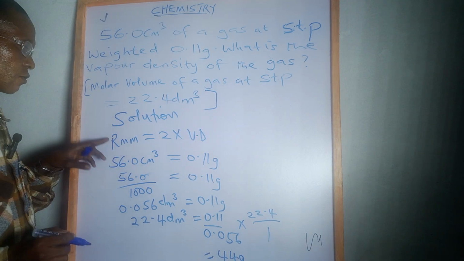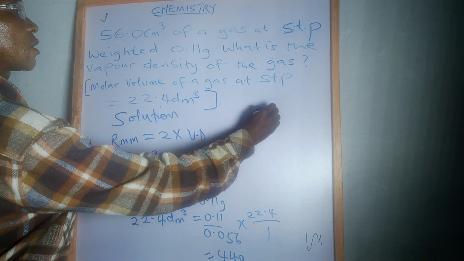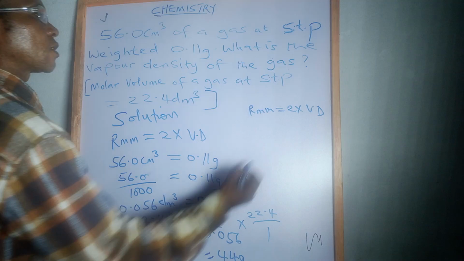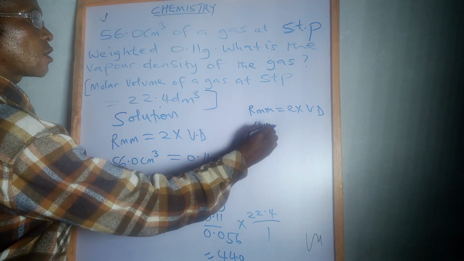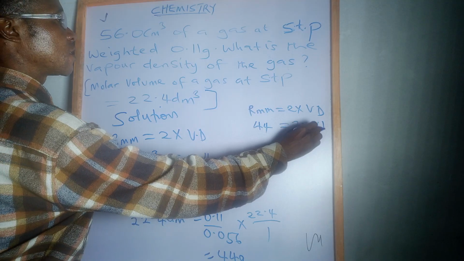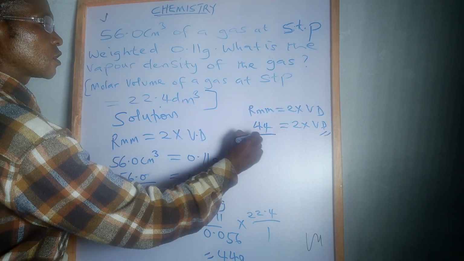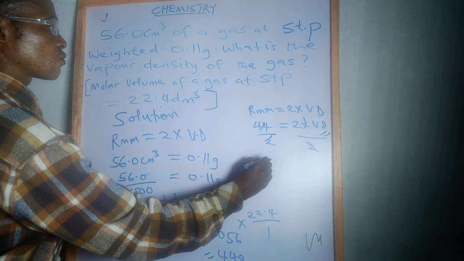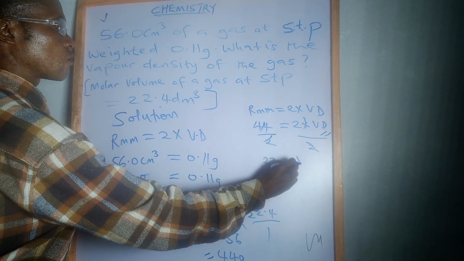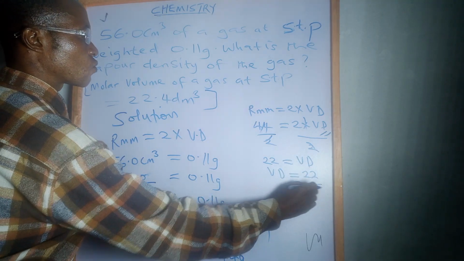And remember, coming back to our formula, we say Rmm is equal to 2 multiplied by vapor density. Our relative molecular mass now is 44. When we have 44, we have 2 multiplied by Vd. And remember, we are looking for our Vd. So divide both sides by 2. This divided by 2, this divided by 2. 44 divided by 2, we have 22 here is equal to Vd. Therefore our vapor density will be equal to 22.